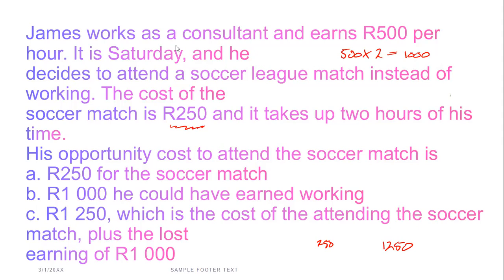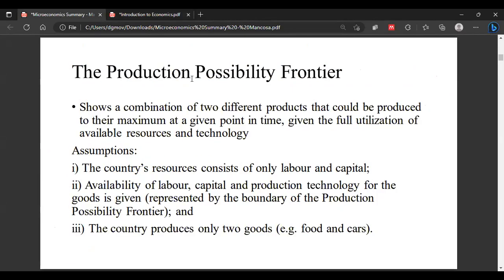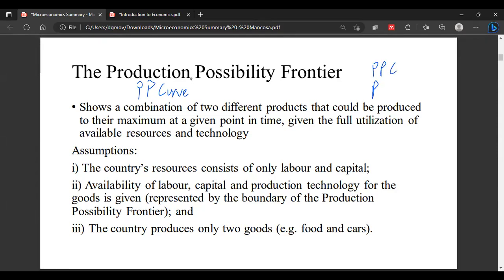For now, I think we can move on and continue. Right, we are back here. So we've explained opportunity cost, and we've given an example. We want to then move to the PPC or PPF. In order for us to have a clearer understanding of scarcity, choice, and opportunity cost, we make use of what is known as a PPC or a PPF, production possibility frontier or production possibility curve. It's a curve or a frontier, one and the same thing. It enables us to understand the concept of scarcity and opportunity cost.